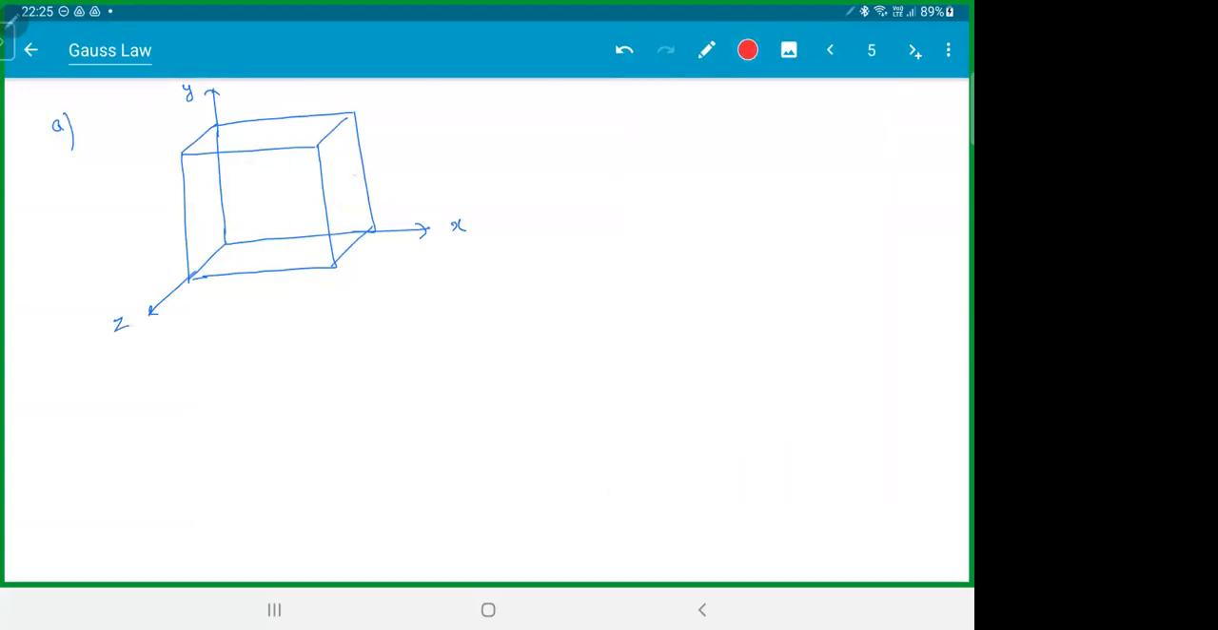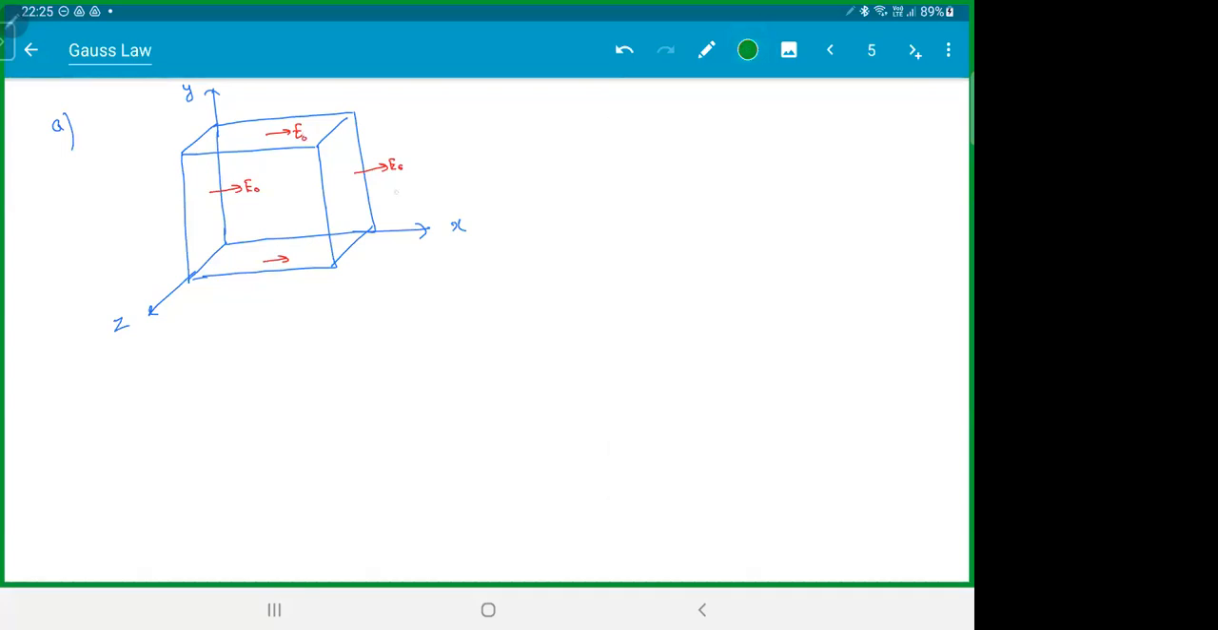So the field is going which way? Field is like this, E naught. Area vector is also like this. Here the field is this way. Here the field is this way. Field is this way, field is this way, and field is this way.